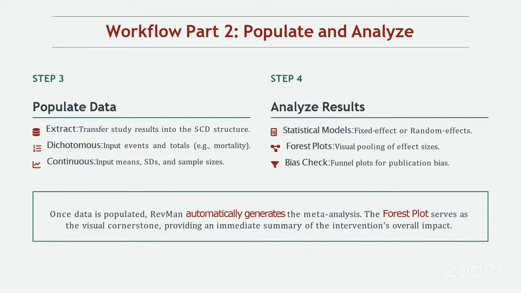We choose a statistical model, either fixed effect or random effect, based on the heterogeneity. RevMan automatically generates the forest plot, which is a visual summary of the results, and the funnel plot to check publication bias. We will show it later on. So the forest plot becomes the heart of your meta-analysis. It shows the overall effect at a glance.